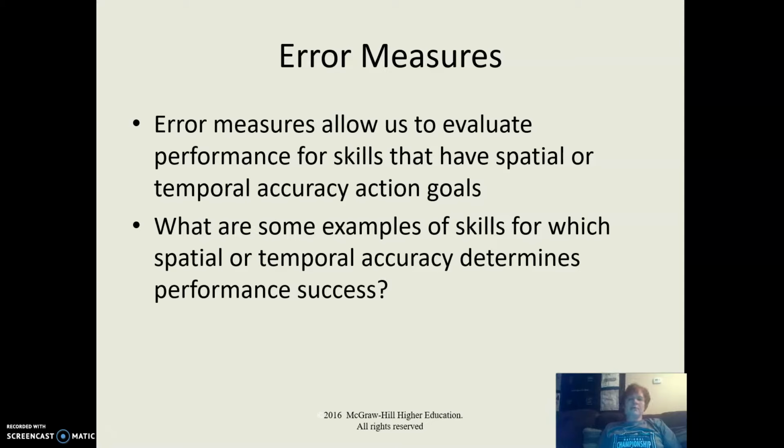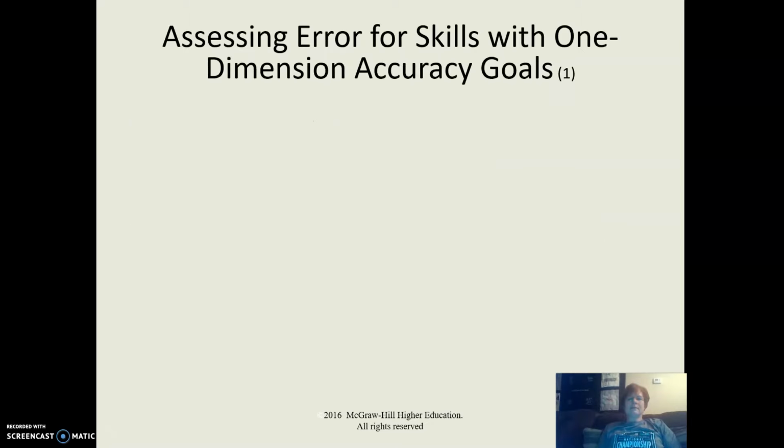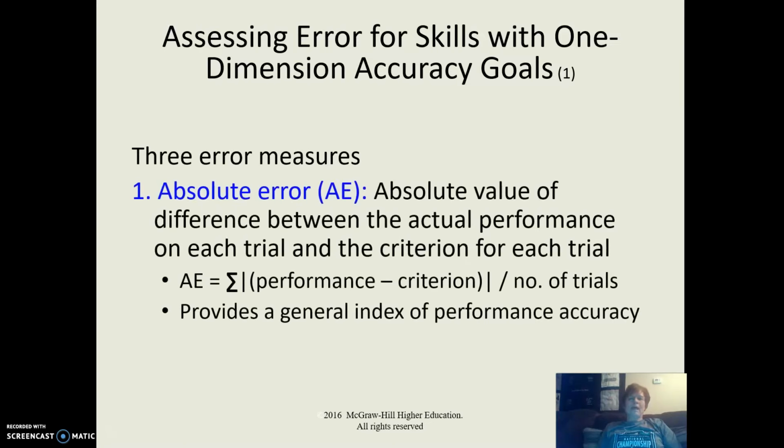Think about how many different spatial or temporal accuracy measures you can think of as relates to your sport or even motor skills in general. So we're going to look at three different one-dimensional error scores, error measures. One is absolute error, that's AE, and this is just your absolute error for each trial.